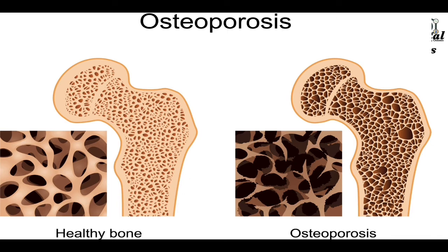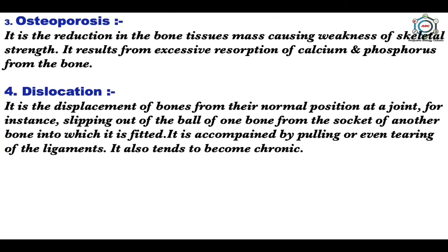Here a healthy bone and the osteoporosis. So it occurs in postmenopausal women and elderly men. In this, pain in the bone, back and the vertebrae occurs. For prevention, patients start to take supplementary calcium and do exercise regularly.